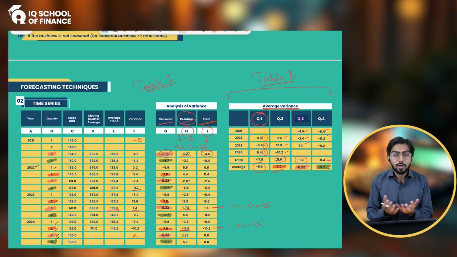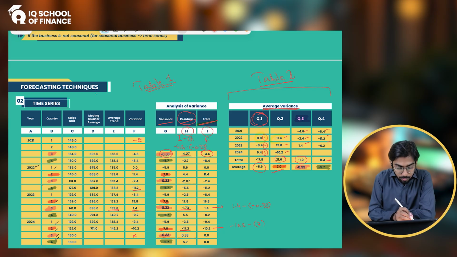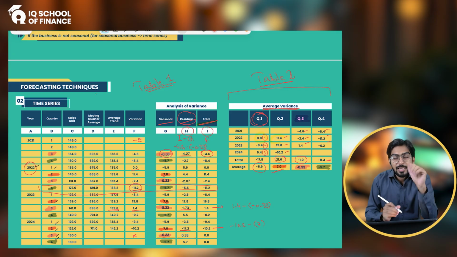But sir, we are doing all of this; let us explain how we interpret it. What is the main theme behind this time series analysis? Listen to me. If your business is seasonal and there is no trend in it, then you use the time series analysis. For example, take quarter 4 of 2022: here the variation is minus 11.2.